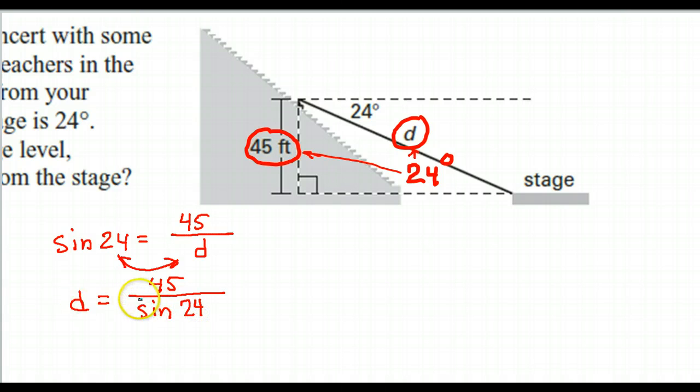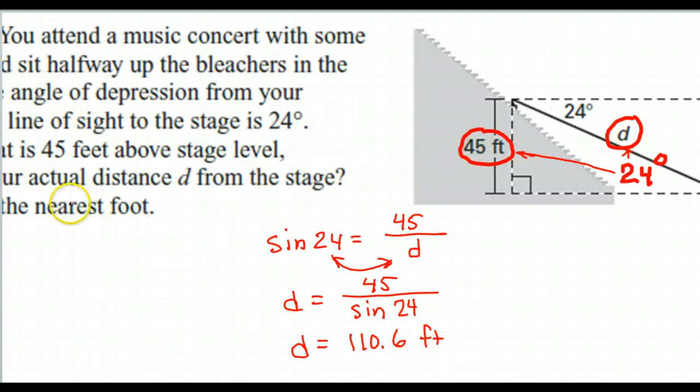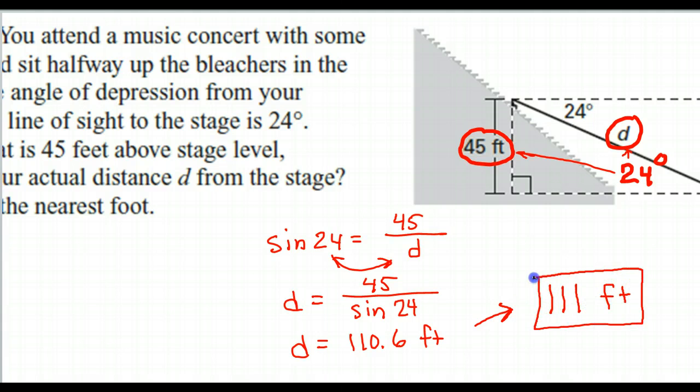And that I can just put in my calculator. Okay, so d is equal to 110.6 feet. It does say to the nearest foot, so to the nearest foot, that would be 111 feet. And that's it for this assignment.